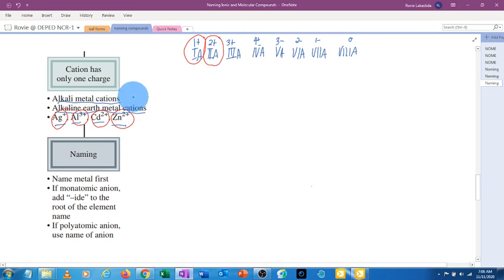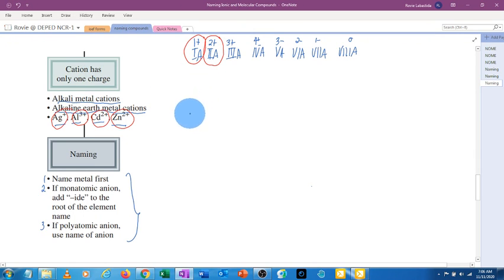So, the first rule in naming ionic compounds, where the cation has only one possible charge, is name the metal first. That's the first rule. Then second one, if monoatomic anion, add IDE to the root term of the element name. And number 3, if polyatomic anion, use the name of the ion. Alright. So for you to understand these rules, let me give you some examples.